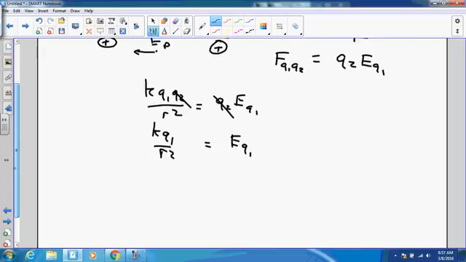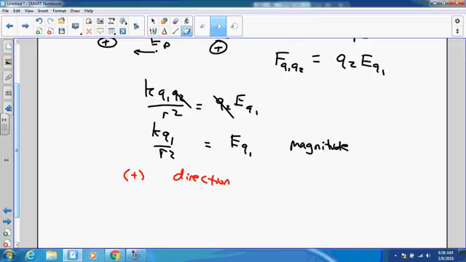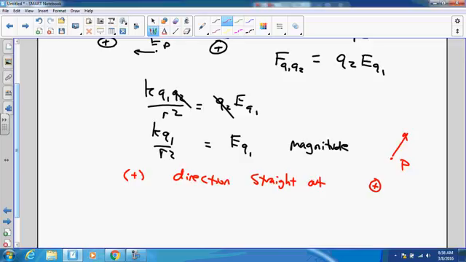What about the direction of that field? The direction of the field is going to depend upon the charge on Q1. If Q1 is positive, then the direction is going to be straight out. So if this is my positive charge right here, and let's say this is my point P right there, then the direction of the field generated is going to be straight out from the positive charge.